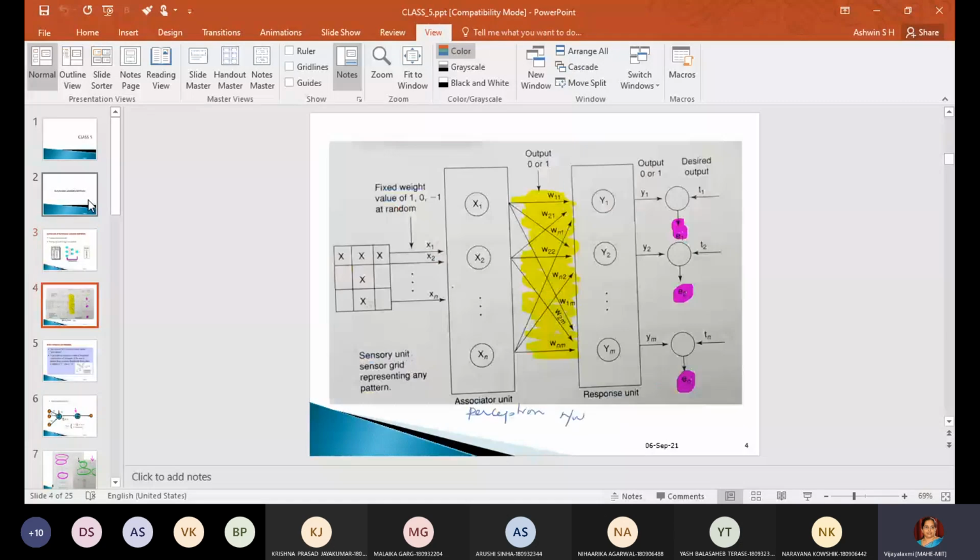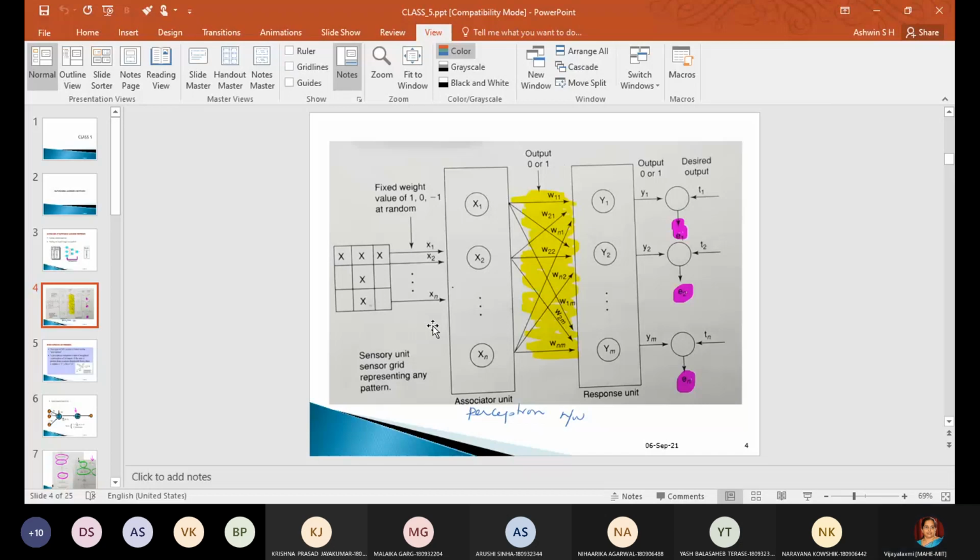So this is the basic perceptron neural network model. If you can just recall, this is the input, this is the associator unit, this one is the response unit, and here we are going to calculate the error if any. Because it will be a comparator, like say output unit minus desired output will give you the error. The sensory units are connected to associator units with fixed weights, normally 1, 0, minus 1, which are assigned at random.